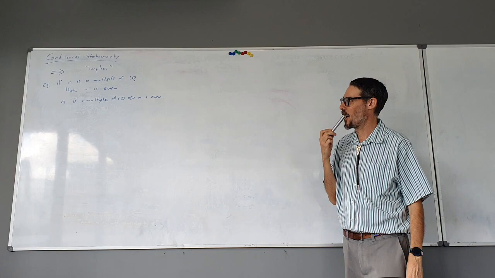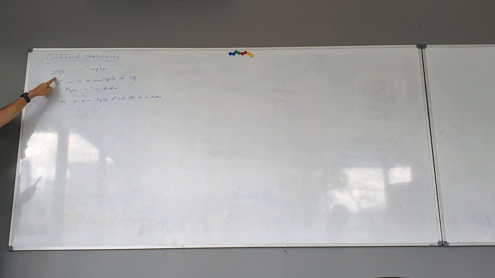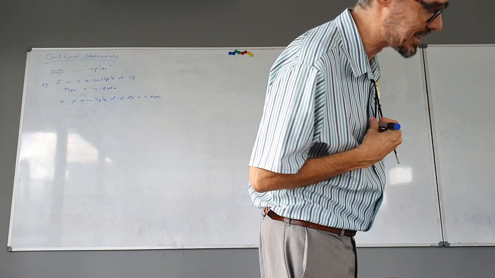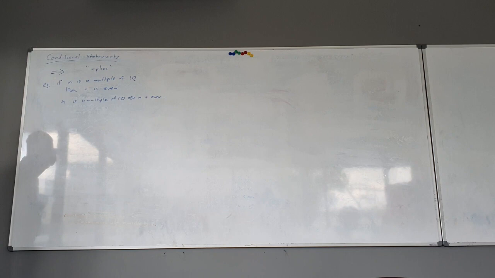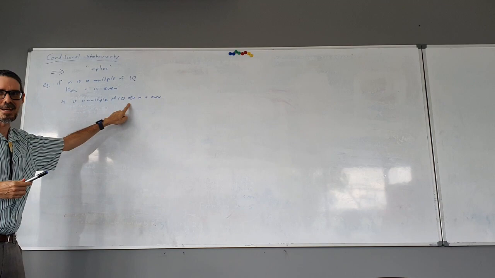Some people do draw this arrow with a single line, but technically it should be a double line. I'm pretty sure your textbook does the right thing. Yes, it does. Double line arrow means implies. You will sometimes see it in other places with just a single line. N is a multiple of 10 implies N is even.